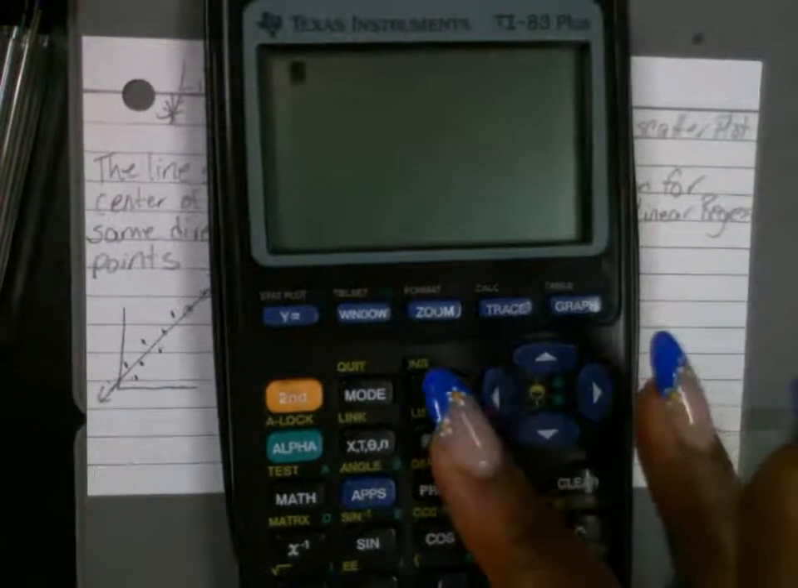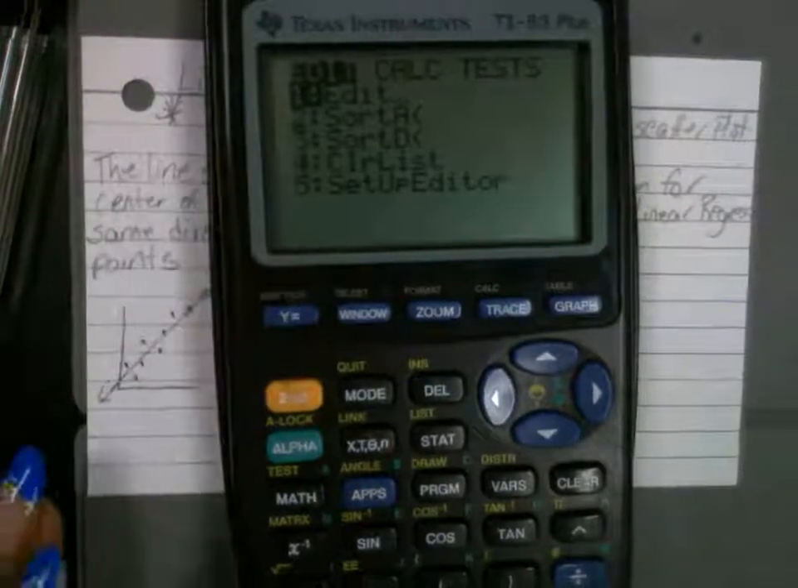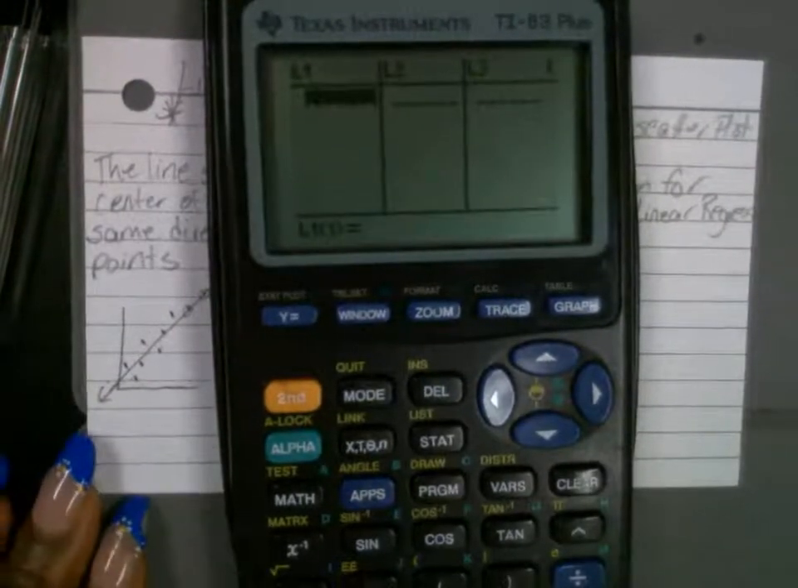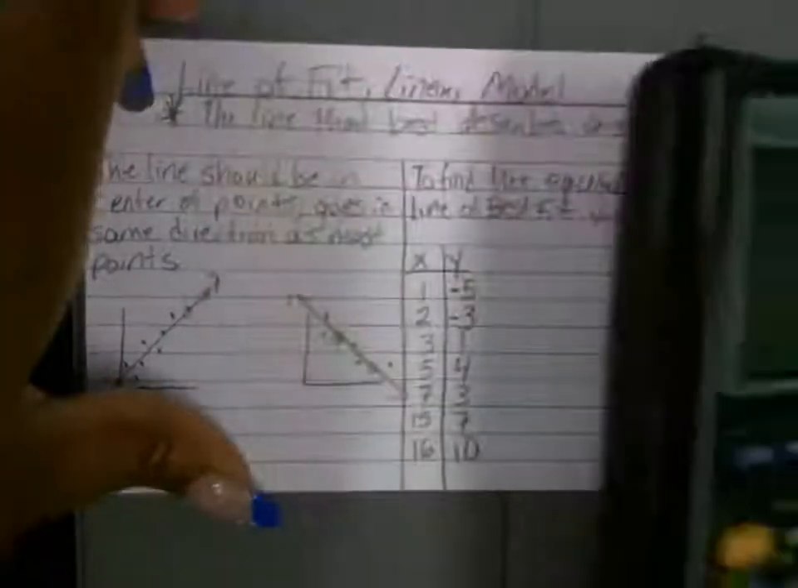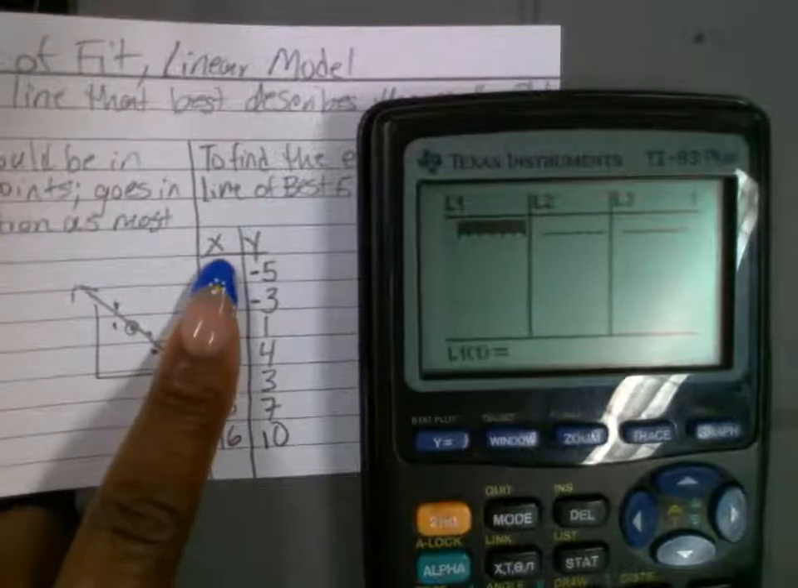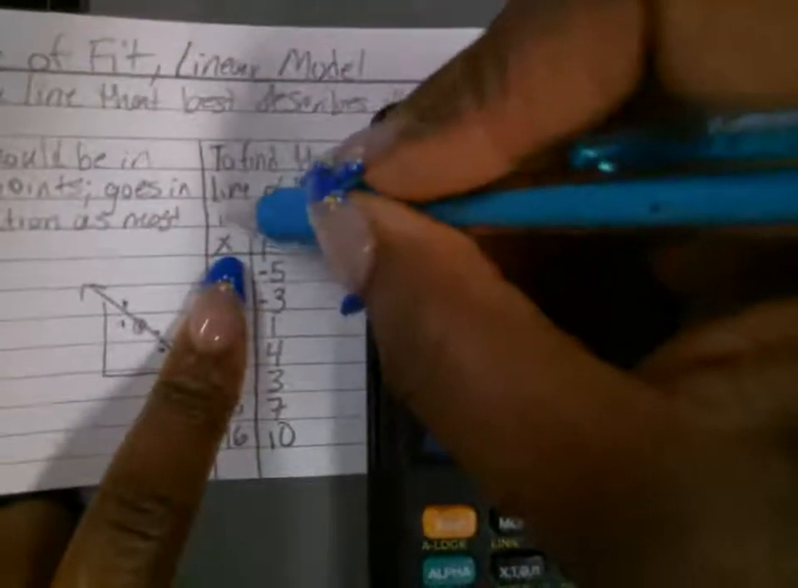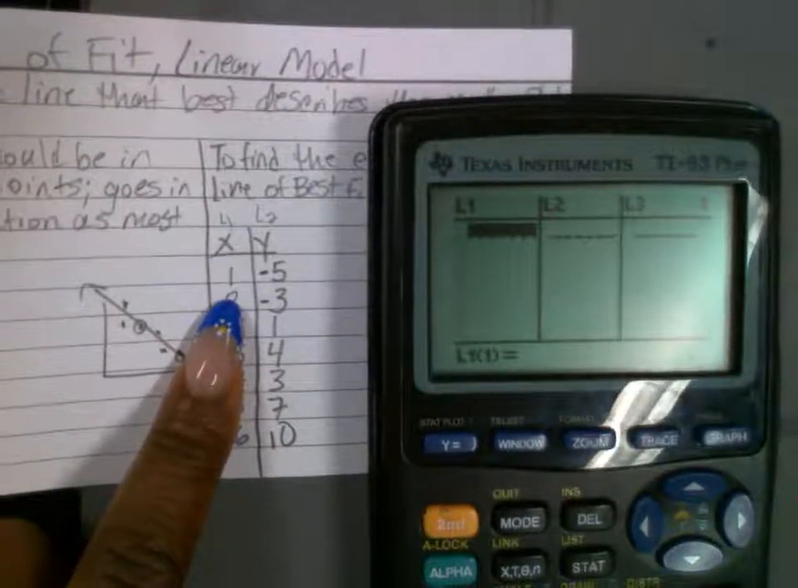All right, let's do stat. Let's press enter on edit. We're going to type our X values under L1 and our Y values under L2. Okay? So this is L1. You type in all of these numbers under L1 and these numbers under L2. So let's type this in.